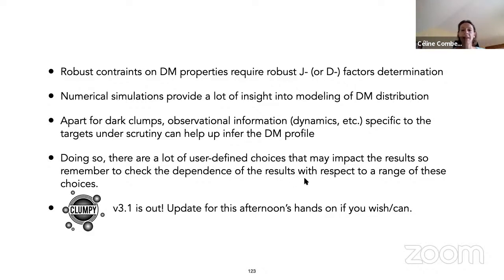And finally, as of last week, the latest version of Clumpy is out, thanks to the great efforts of Moritz. So for this afternoon's hands-on, if you haven't installed it yet, you should directly install version 3.1. If you want to update for the hands-on, you can, although you don't really need that specific version for the hands-on. So I will stop here and I thank you. And if you have any question, please tell me.